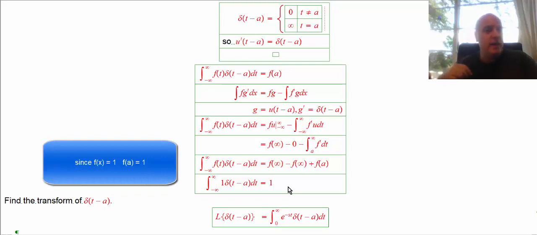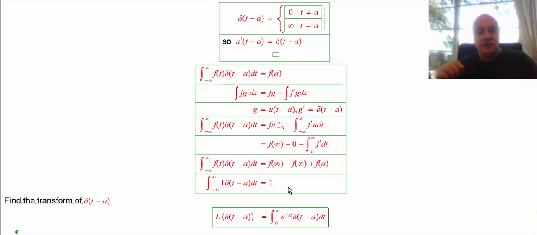You'll often see the Dirac delta function show up in probability because it is a probability distribution. It's always positive. The area underneath it is 1. All right.